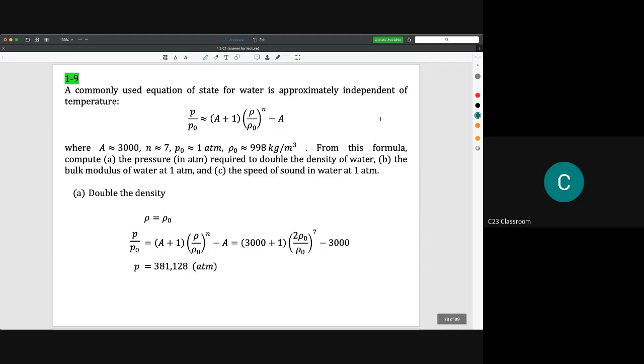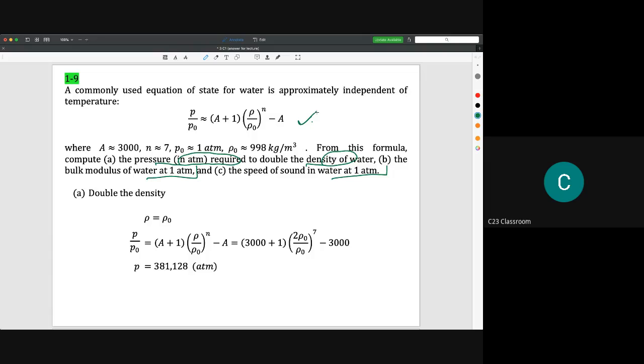Okay, and then for question 1.9, for example, a commonly used equation of state for water is approximately independent of this one. So we have this equation from the textbooks, and we need to calculate the pressure in ATM required to double the density of water, the bulk modulus of water at 1 ATM, and the speed of sound in water at 1 ATM. This equation is from your textbooks.